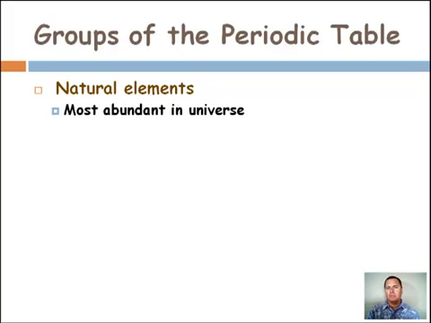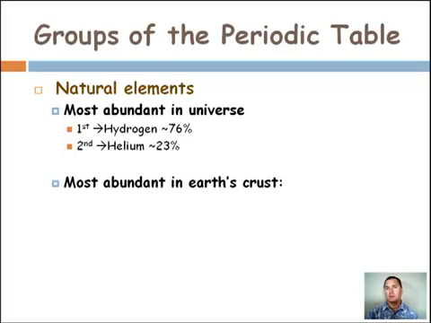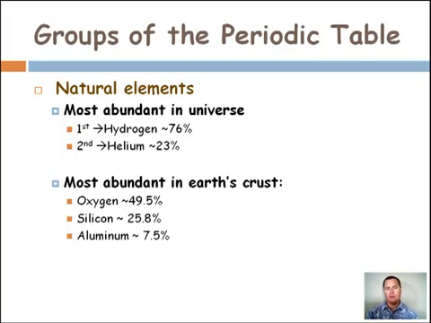Okay, the natural elements, if we look at their abundance in the universe, the most abundant is hydrogen, which makes up just over 3/4 of the universe, followed by helium. So two elements, atomic number 1 and atomic number 2, make up the majority of our universe. If we look at the Earth's crust, the most abundant is oxygen, about 49.5%, followed by silicon, and then aluminum, iron, and then calcium. Don't worry, I won't ask you the percentage of these.